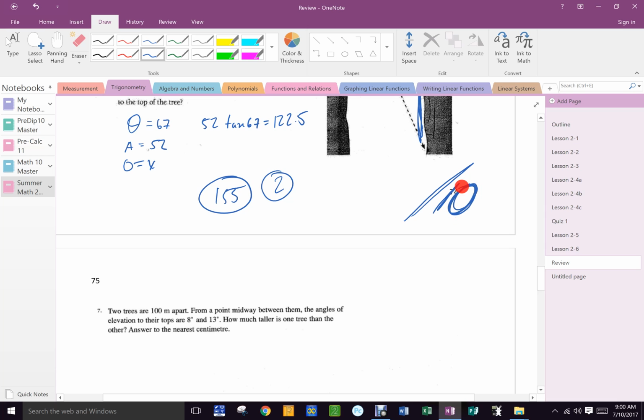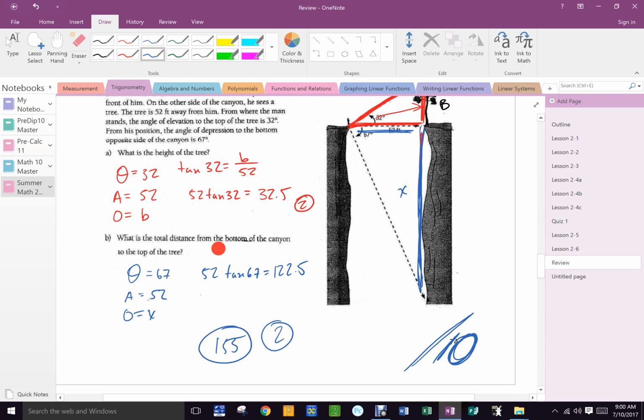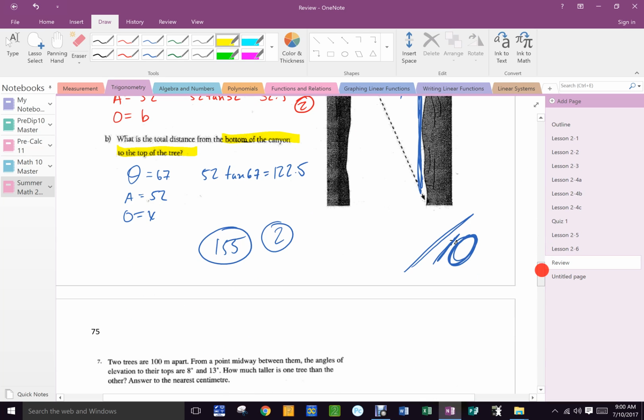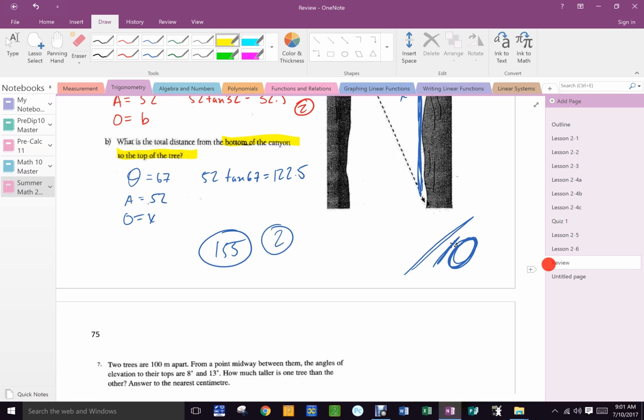Yes, Amrit. Because the question says, I want the total distance from the bottom of the canyon to the top of the tree. Right? And just like in real life, if you got to measure two things, you better measure both of them. Because let's say you're working at a bungee jumping place and you do your trig wrong. What happens to the bungee jumper? Splat.